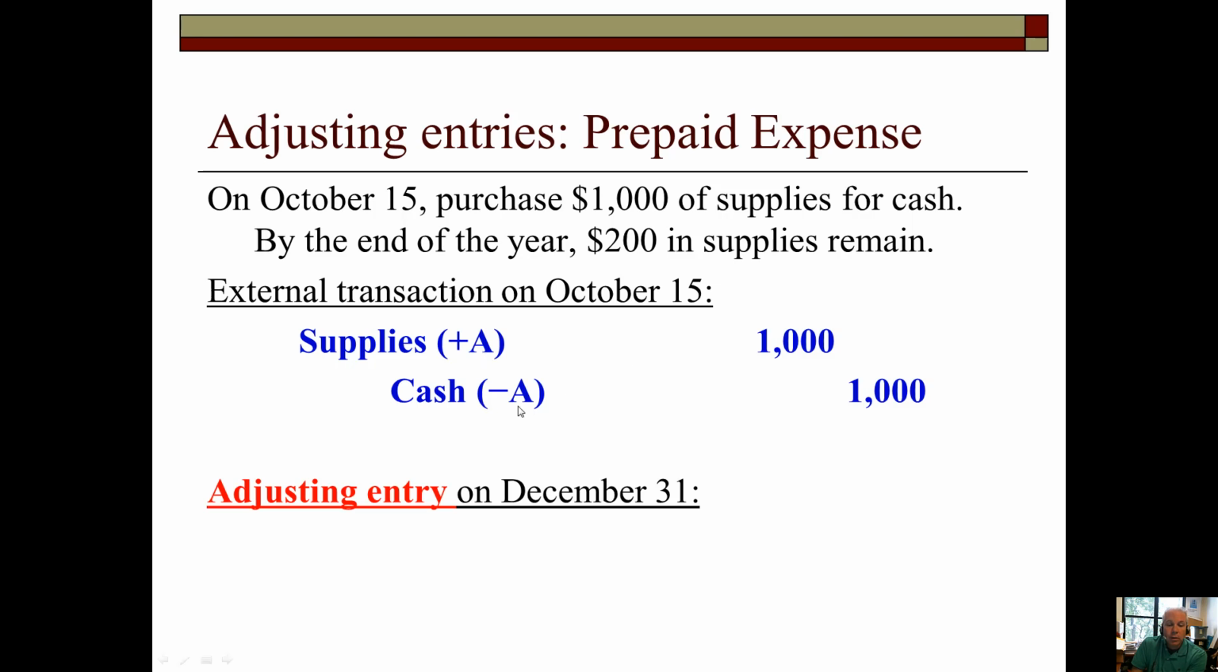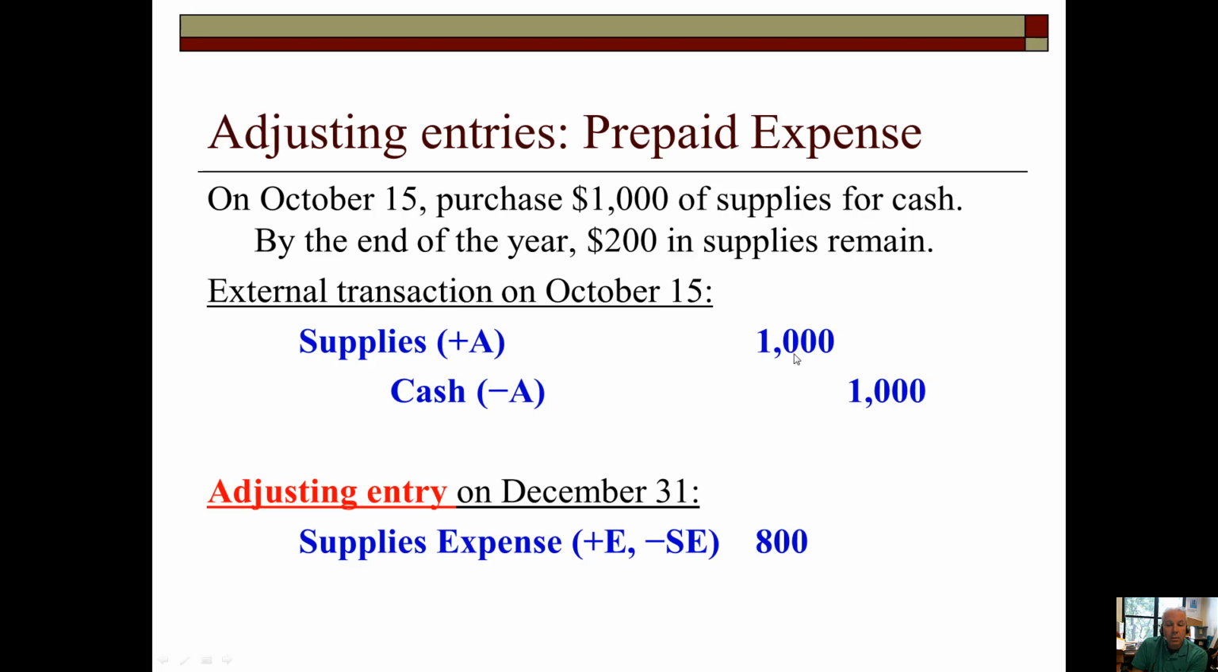The adjusting entry on December 31st, and again, whenever you see December 31st, I want you to think adjusting entry, because that's generally when companies record their adjusting entries at the end of the period. So this is where we're going to think about and record what has been used up. We know that $800 of the supplies have been used up, so we'll expense supplies for $800. We'll debit an expense.